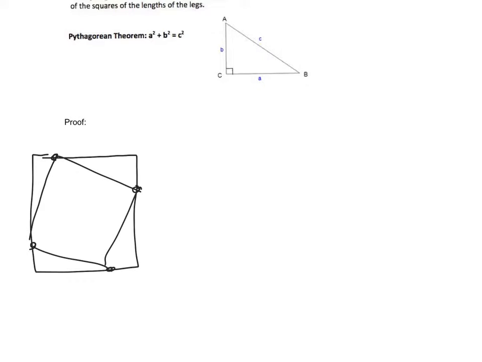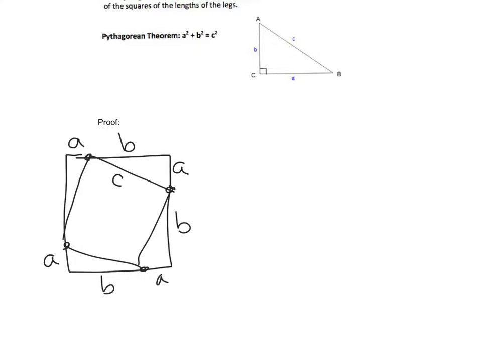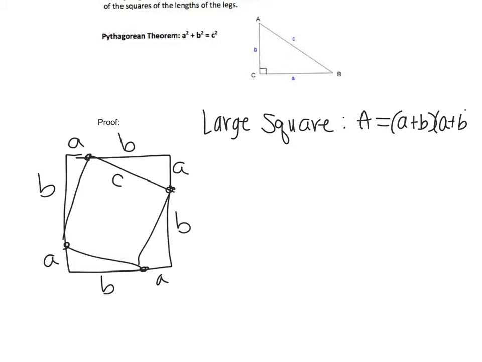Okay? And again, imagine that this is a square. In this inside square, all of its sides have a length of c. And in the outside square, the smaller distances are a, and the longer distances are b. So we have this square where each side has a length of a plus b. In our large square, its area equals a plus b times a plus b, since the area of a square is side times side, and each side of the large square is just a plus b.